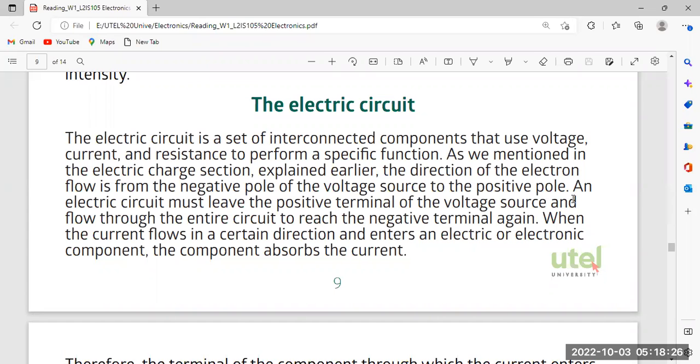As we mentioned in the electric charge section, the direction of the electron flow is from the negative pole of the voltage source to the positive pole. So keep in mind that whenever we describe the flow of current, in other words the flow of electrons, the direction is always from the negative pole to the positive pole. An electric circuit must leave the positive terminal of the voltage source and flow through the entire circuit to finally reach the negative terminal again. When the current flows in a certain direction and enters an electric or electronic component, the component absorbs the current.